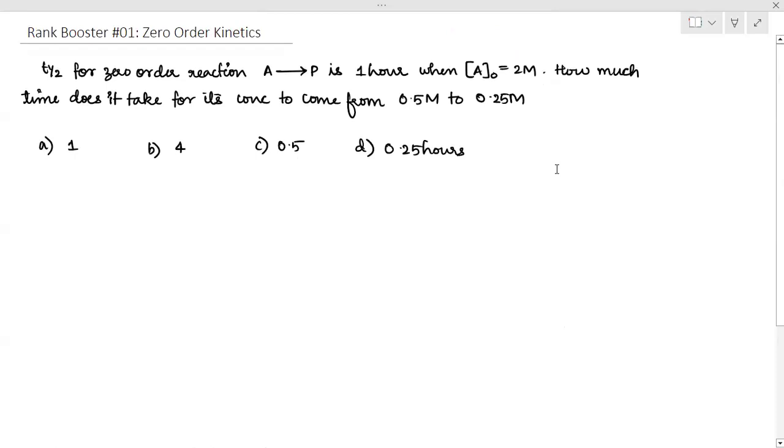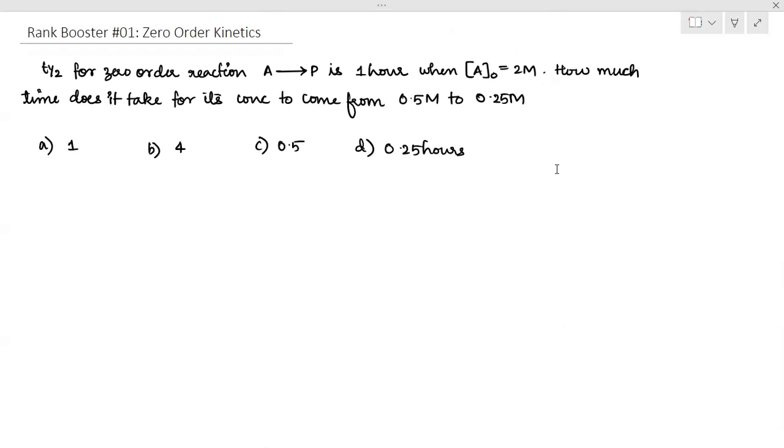Hi everybody. So today we are beginning our rank booster series from chemical kinetics. So what do we learn in this series? We are going to have short videos on the tips and tricks to improve our rank and also to save a lot of time by sharing some techniques for solving the problems. So today's topic is going to be zero order reactions.